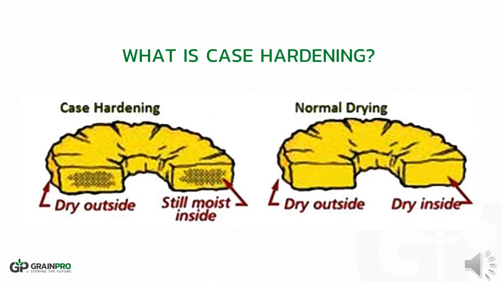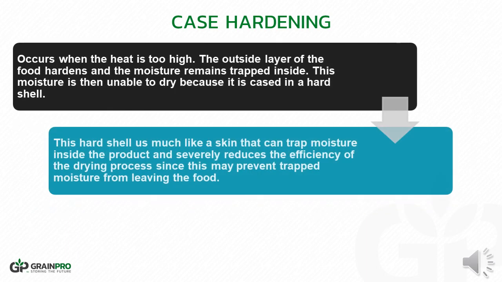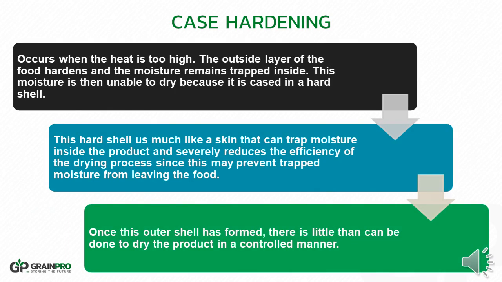Case hardening is one of the issues that we need to address by drying the commodities with correct temperature and timing. This condition is prevalent with improper drying practices such as using very high temperature and drying done too fast. The following explains how case hardening occurs.